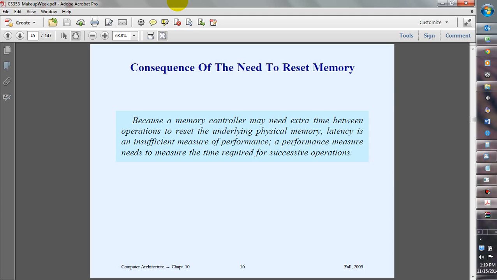Therefore, latency is not really a great measure of performance. Latency or performance measures need to basically measure the time required for one operation after another operation. Remember that the refresh operation is needed. Who knows how long that refresh operation is going to take, so we want to know how much time it takes from one operation to happen and then the second operation to happen, and that'll give us an overall picture of the memory performance.